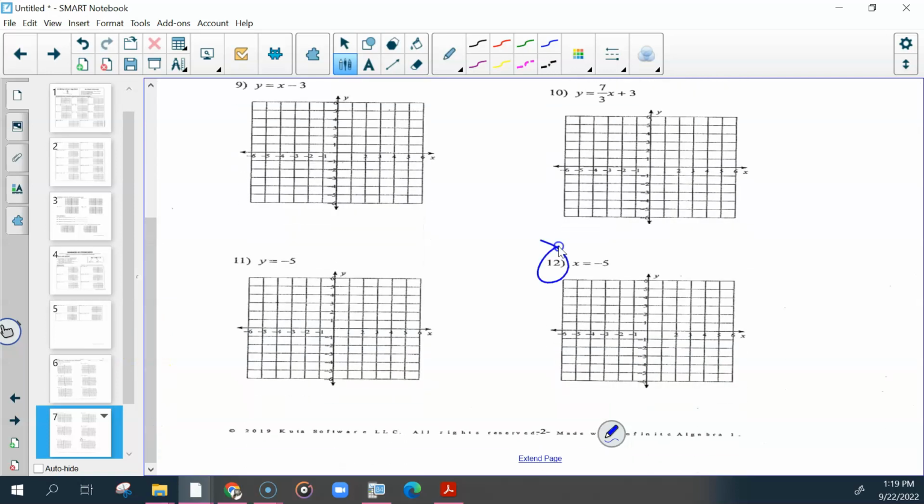Did you do the e-haul pass? Okay. So for number 12, this is an x equals, so we should be thinking vertical. Because it's an x equals, is this going to be a horizontal or vertical line? Vertical. So find when x equals -5, put a point there, draw a vertical line through it.